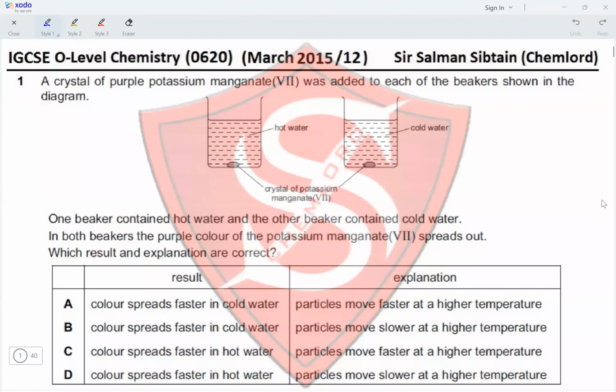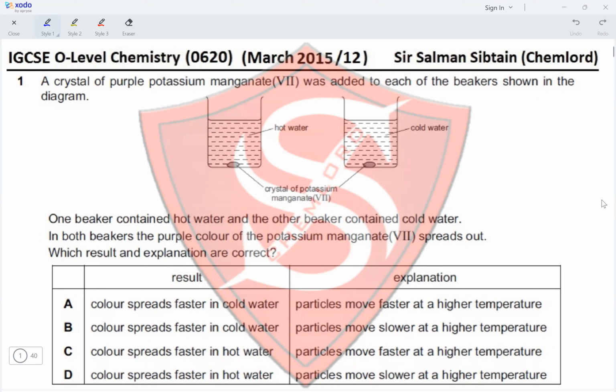Hi guys, this is IGCSE O-Level Chemistry, paper 12, March 2015, question 1. A crystal of purple potassium manganate(VII) was added to each of the beakers shown in the diagram. In one we have hot water, in the other we have cold water.